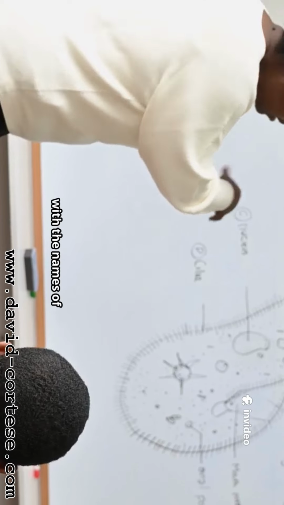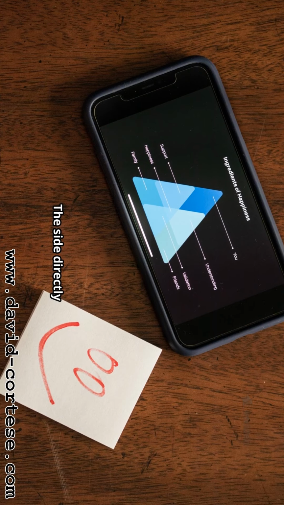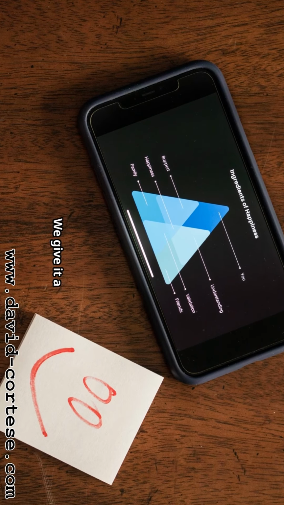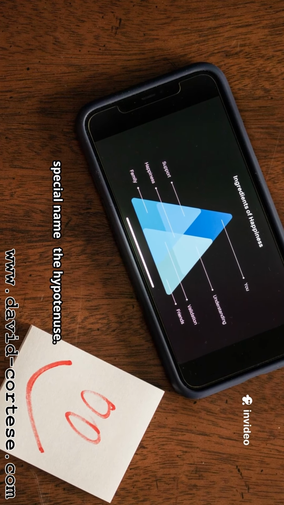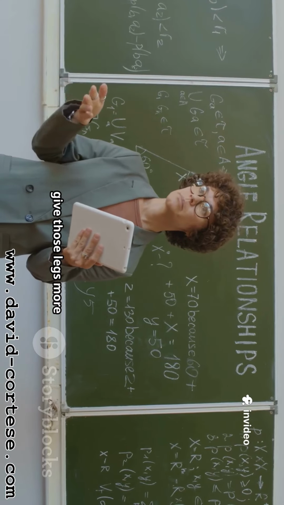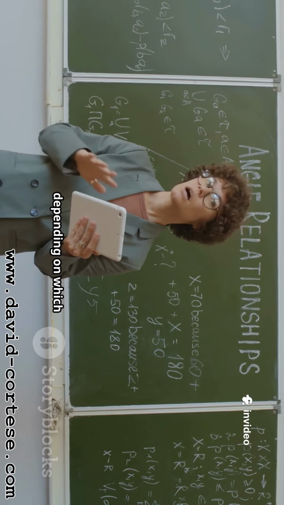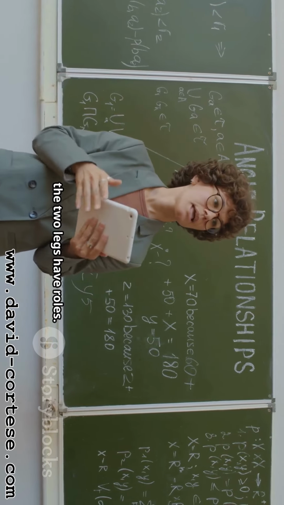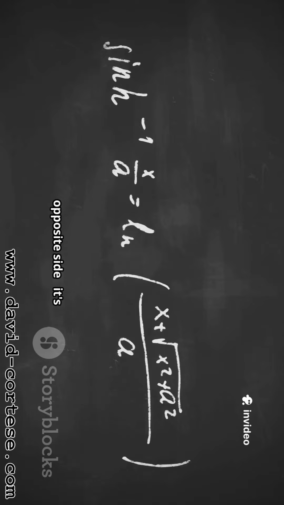Let's get familiar with the names of the sides. The side directly opposite the 90-degree angle is always the longest side. We give it a special name, the hypotenuse. The other two sides are called the legs. In trigonometry, we give those legs more specific names depending on which acute angle we pick. From this angle's point of view, the two legs have roles. The leg directly across from our angle is called the opposite side. It's the side that our angle sees.